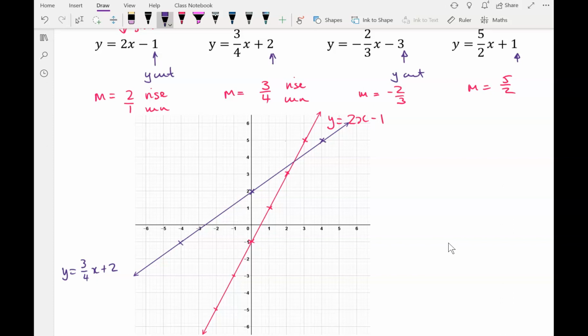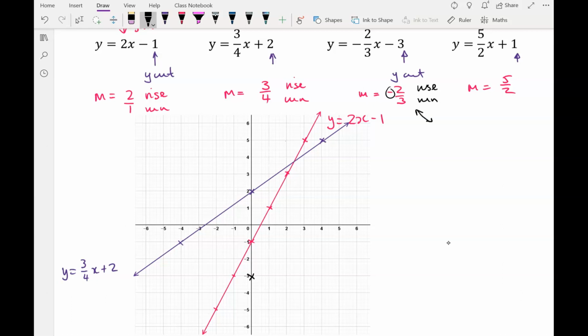My third graph, what color shall I do that? Let's do it in black. My third graph has a y-intercept of -3. So in other words, I start down here at -3. The gradient is -2 over 3. So there is a rise of 2. There's a run of 3. But the line has to go that direction because the gradient is negative.